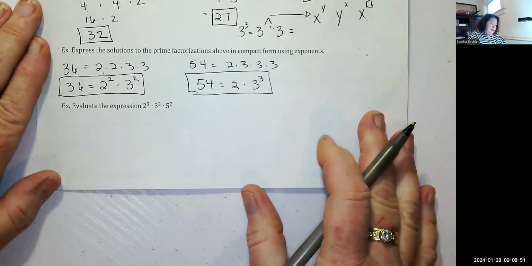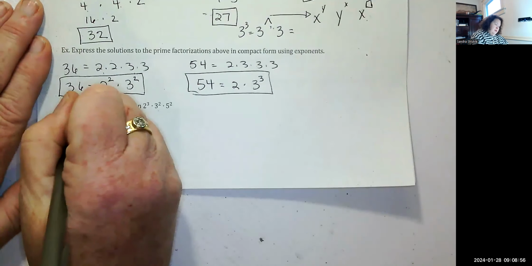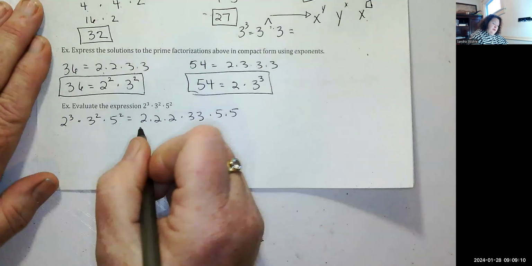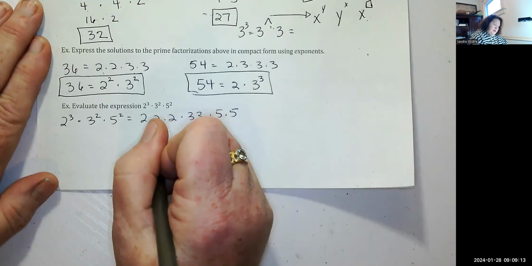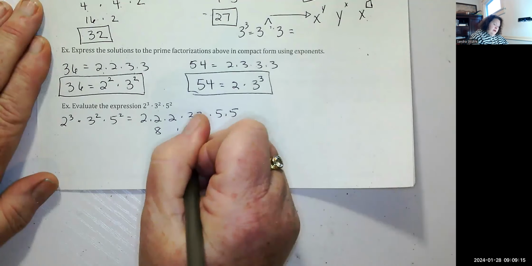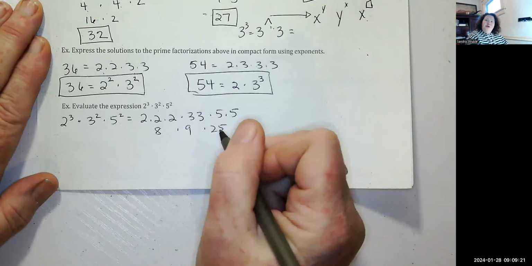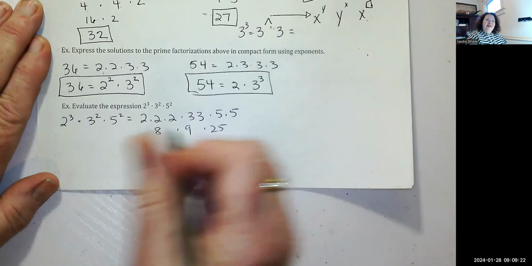All right, evaluate the expression 2 cubed times 3 squared times 5 squared. Okay, so 2 cubed times 3 squared times 5 squared. Well, there's 2 times 2 times 2 times 3 times 3, because there's 2 of those, times 5 times 5. Okay, well, 2 times 2 times 2 is 8. 8 times 9, and then 5 squared is 25. There's another way to do this, which is your calculator, because this is going to get nasty. This is going to be 72 times 25.